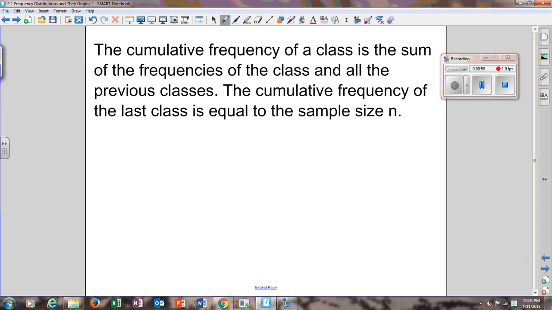The cumulative frequency of a class is the sum of the frequencies of the class and all the previous classes. Remember, like cumulative GPA is your GPA over all 4 years. So you're just adding it all up. I mean, it's not exactly the same, but cumulative just means over the course of all of them. Cumulative frequency of the last class is equal to the sample size n. So your cumulative frequency at the very last class should be all of the different samples that you took.